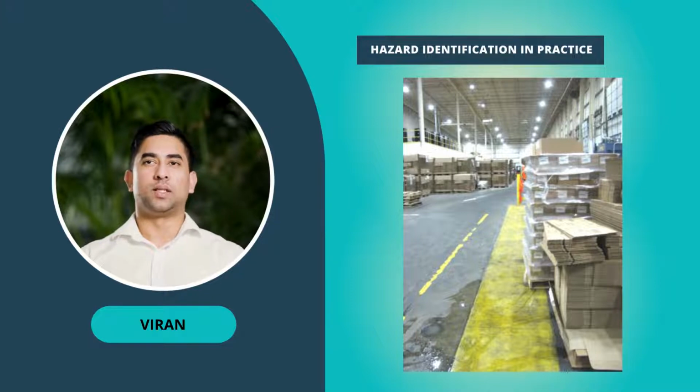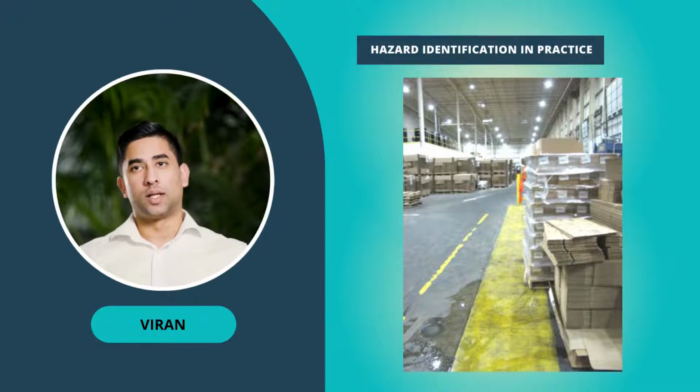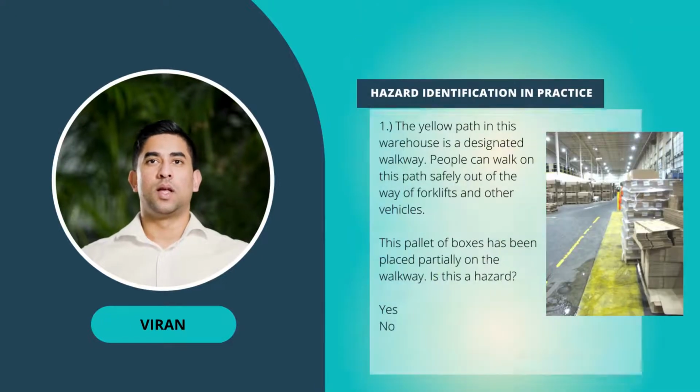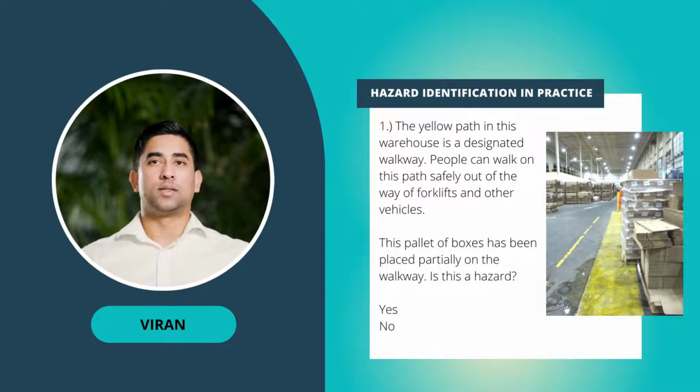Hazard identification in practice. To practice your hazard identification, look at this photo. The yellow part in this warehouse is a designated walkway. People can walk on this part safely out of the way of forklifts and other vehicles. This pallet of boxes has been placed partially on the walkway. Is this a hazard?